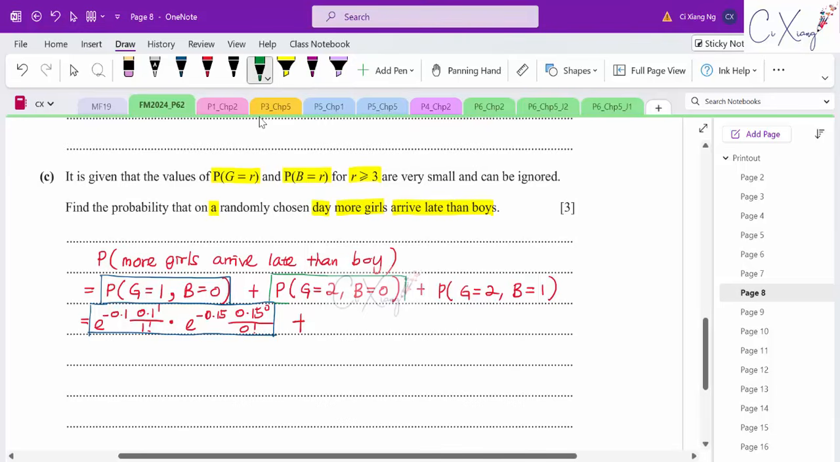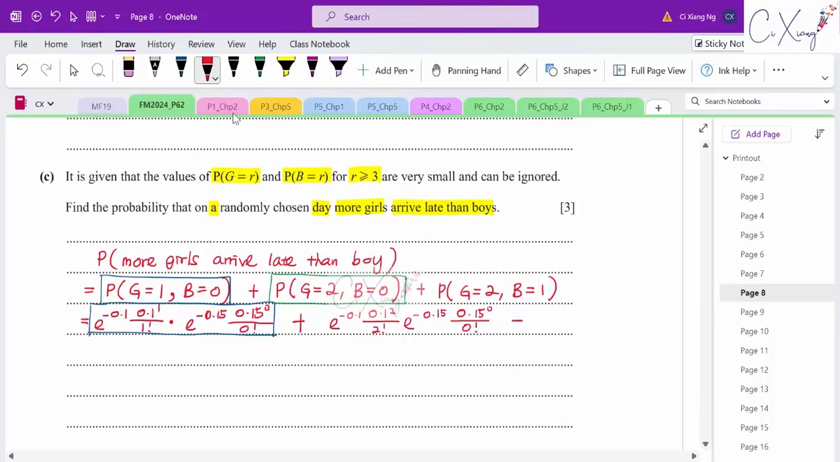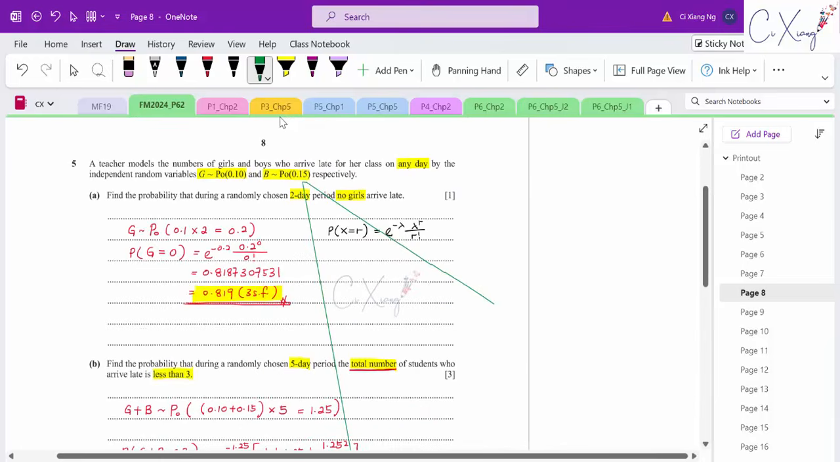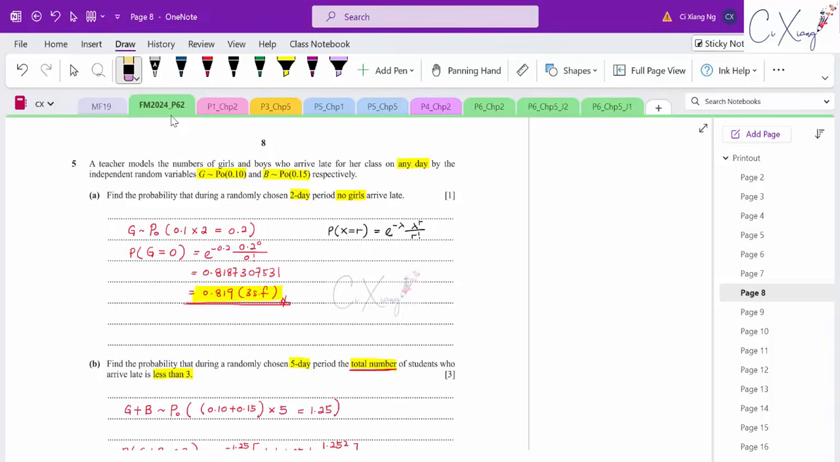G equals to 2 and B equals to 0. So G equals to 2, e negative lambda, lambda power 2 divided by 2 factorial. B equals to 0 means e negative lambda, lambda power 0 divided by 0 factorial. So you multiply these two together. So this is basically the green color one. Okay, all right. Then how about the third case?